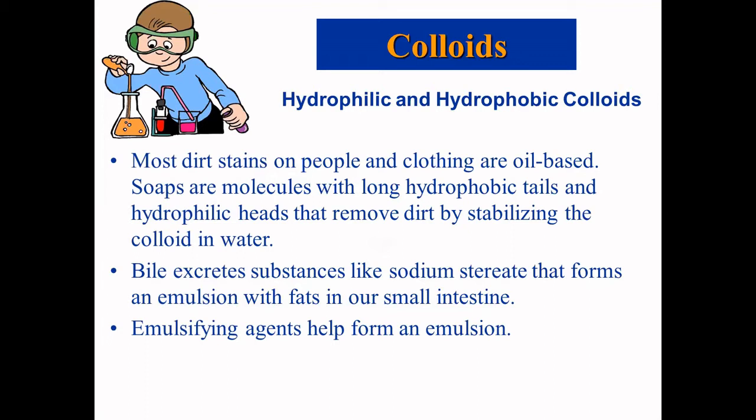Now, in the case of its application in our stomach, bile excretes substances like sodium stearate that form an emulsion with fats in our small intestine, enabling us to poop the excess fat that we eat in our diet. That is why they suggest, for people who are hypertensive and easily get high blood pressure, to eat pork, because it is faster to digest and the excess fat goes out in your poop, unless you don't have regular bowel movement.